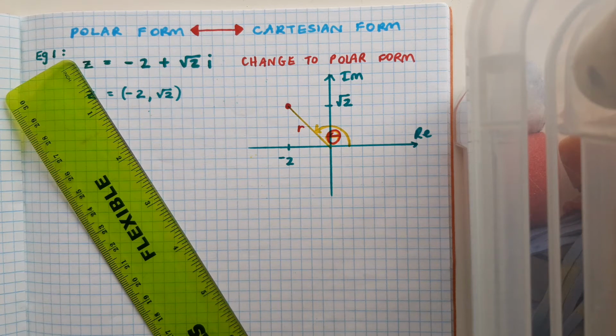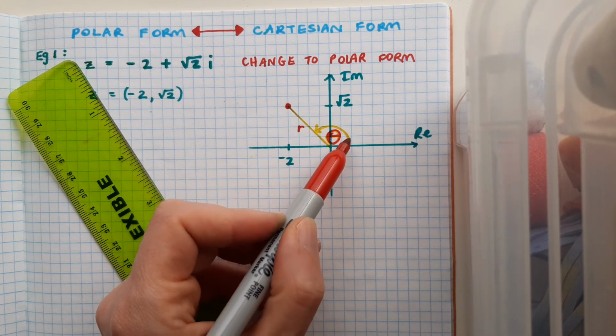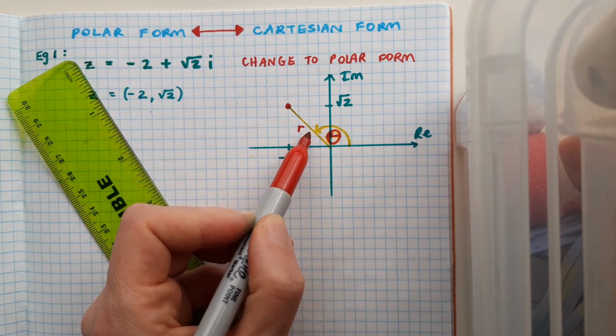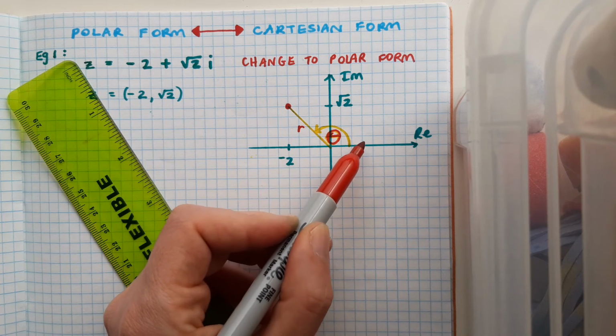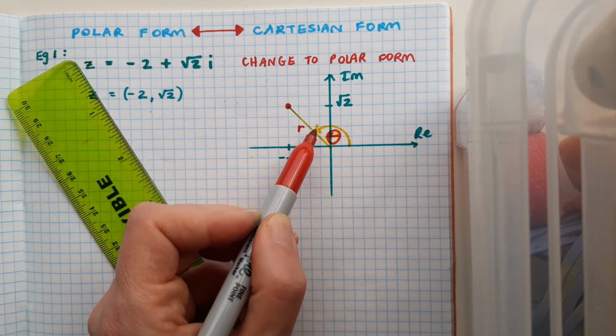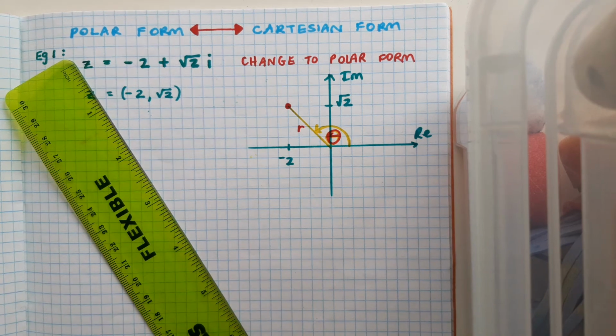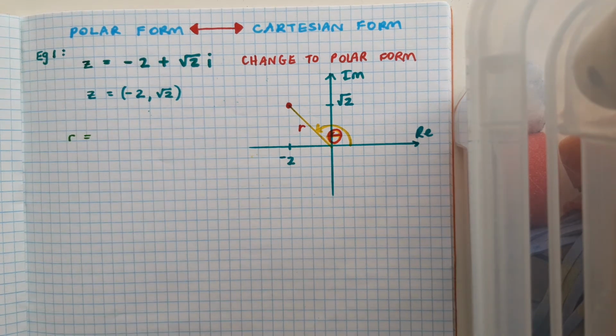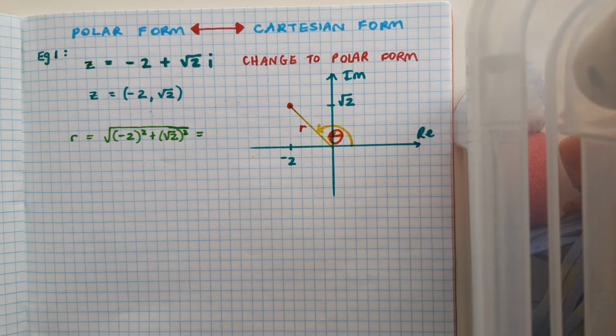Again, notice the way that I've drawn theta in here. It's the angle created with the positive sense of the real axis. So I'm coming from the right hand side here and I'm drawing the arrow back as far as the modulus to create the angle. So I'll calculate the modulus first. So r is equal to the square root of minus 2 squared plus root 2 squared, which comes out as root 6. And now I want to calculate my angle theta.